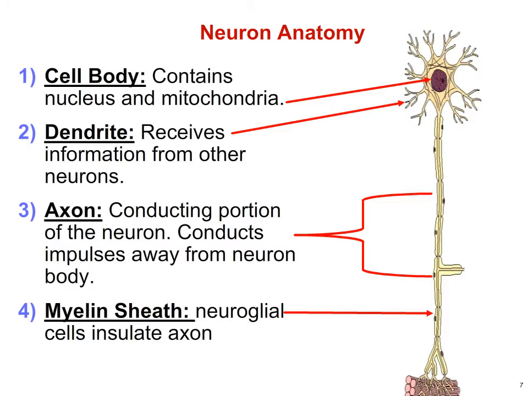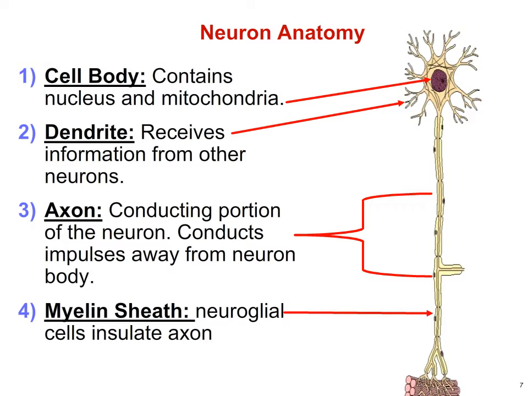Now your book goes into great detail about the anatomy of a neuron. Remember, the neuron's function was to generate electrical charges that can travel long distances throughout the body in order to communicate. And so the main parts of the neuron include the cell body, the dendrite, the axon, and then also the myelin sheath. So the cell body is the area where the nucleus and the majority of organelles are located.